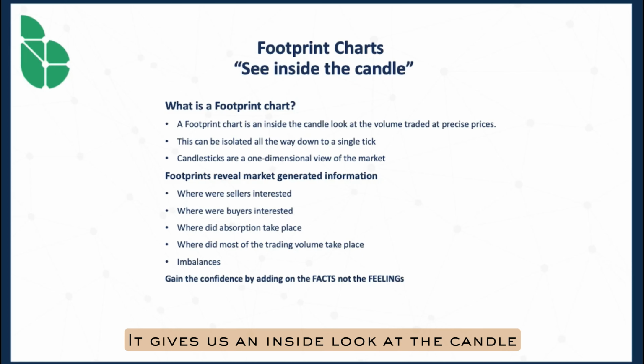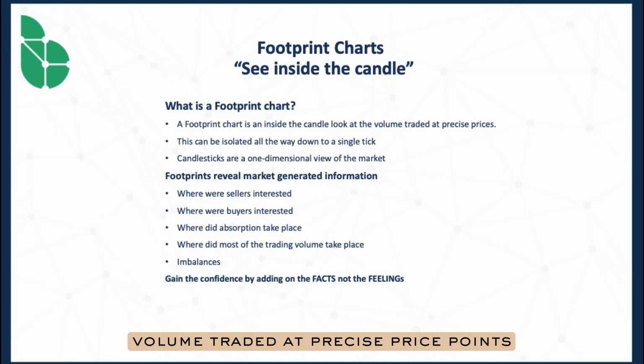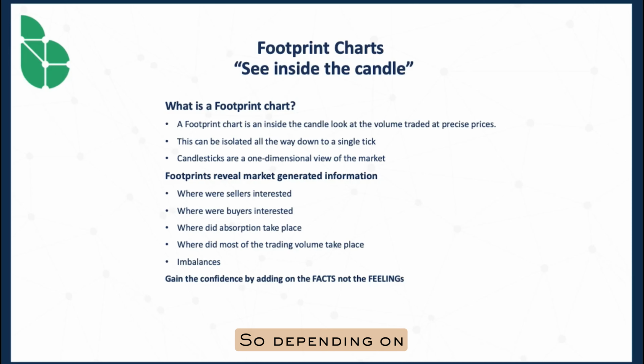It gives us an inside look at the candle, what goes on inside the candle, as per volume traded at precise price points. Depending on how you have this aggregated, you could get it all the way down to a single tick. So for a single tick in the market, you could pull up the volume at the bid and the volume at the ask that took place at that tick. Candlesticks are, again, the one-dimensional view of the market.